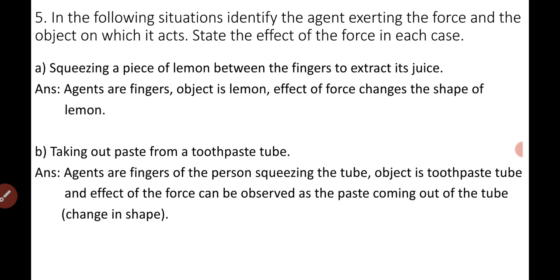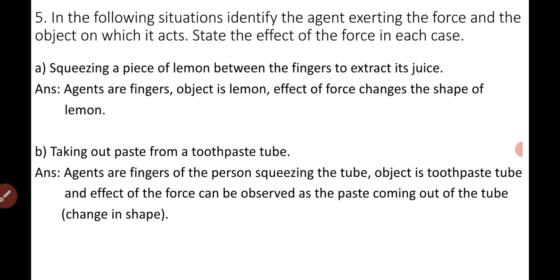Then the object on which the force acts. Where is the force acting in this situation? The force is acting on the lemon, so the object is lemon here. And what is the effect of force? The effect of force changes the shape of the lemon so that the juices will be extracted out. So this is the answer of sentence A. The agents are fingers, object is lemon, effect of force changes the shape of the lemon.